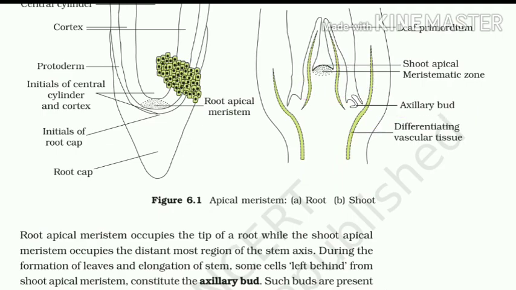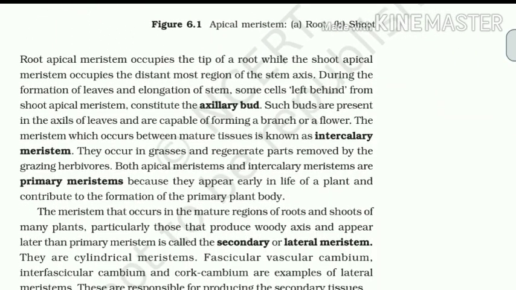Let us discuss intercalary meristem. What is meant by intercalary meristem? The meristem which occurs between mature tissues is said to be an intercalary meristem. Generally it is present in grasses, which are monocotyledon plants, where the regenerated part is removed by grazing animals. Mostly herbivorous animals will eat that grass. Have you ever wondered how it regenerates again? Based on the presence of this intercalary meristem, it regenerates.